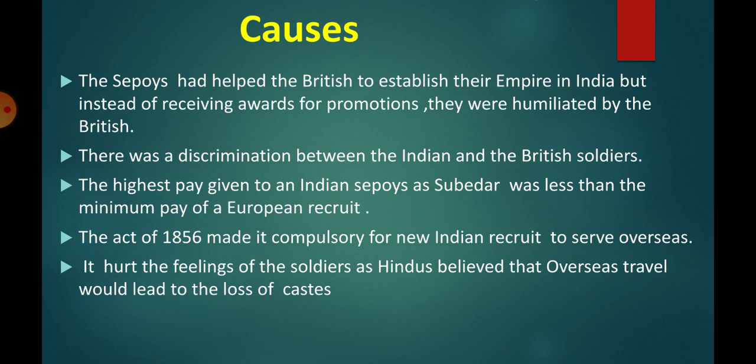Then the military cause. The sepoys had helped the British to establish their empire in India, but instead of receiving awards or promotions, they were humiliated by the British. The first revolt was started by the sepoys in Meerut cantonment. The Indian sepoys, those who were recruited by the British, helped to establish the empire in India, but instead of receiving awards or promotions, they were humiliated by the British.